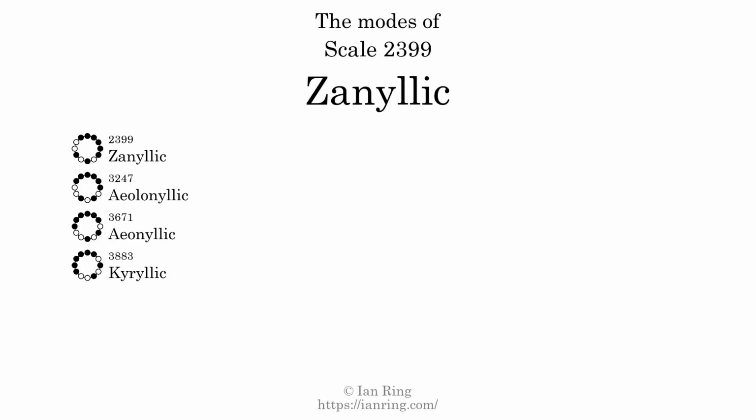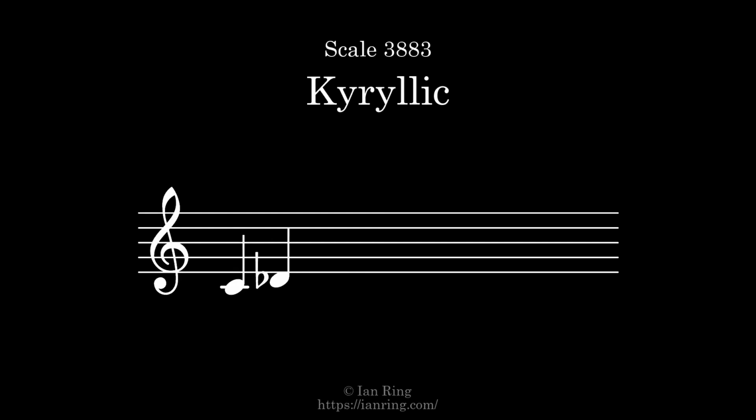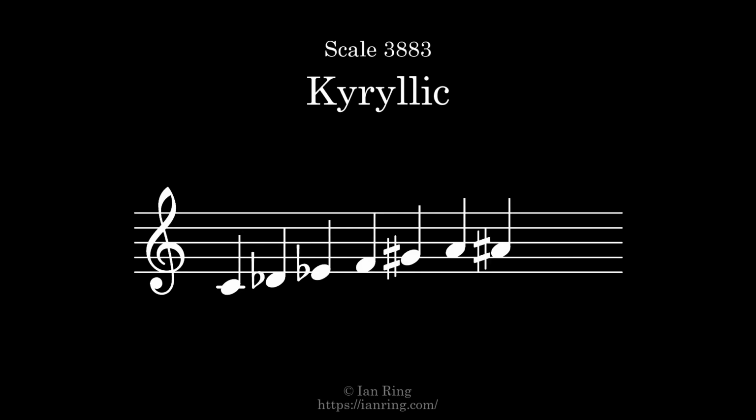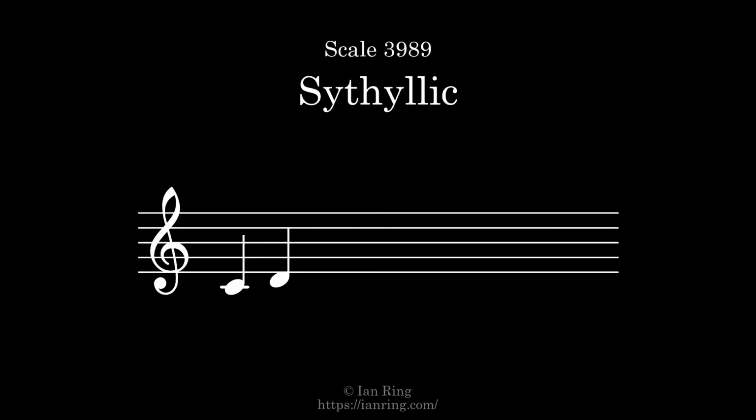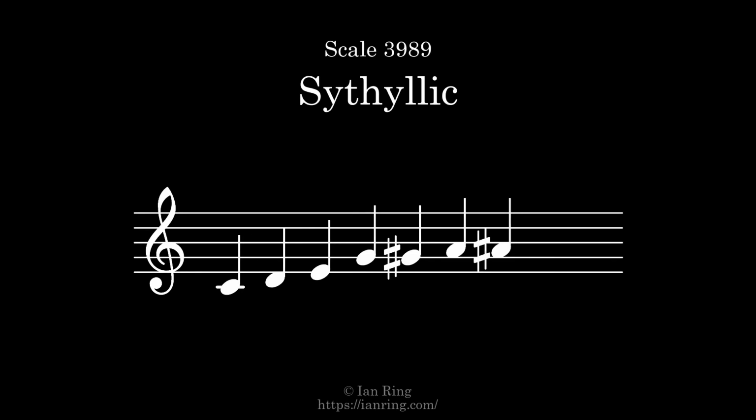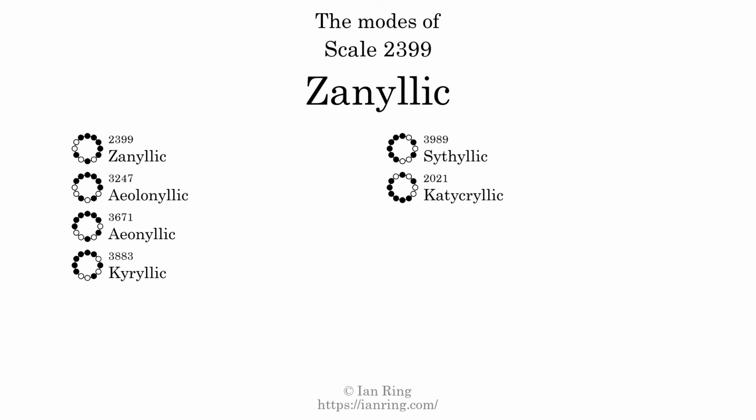The fourth mode is scale 3883, also known as Cyrillic. It sounds like this. The fifth mode is scale 3989, also known as Cyrillic. It sounds like this. The sixth mode is scale 2021, also known as catacrylic. It sounds like this.